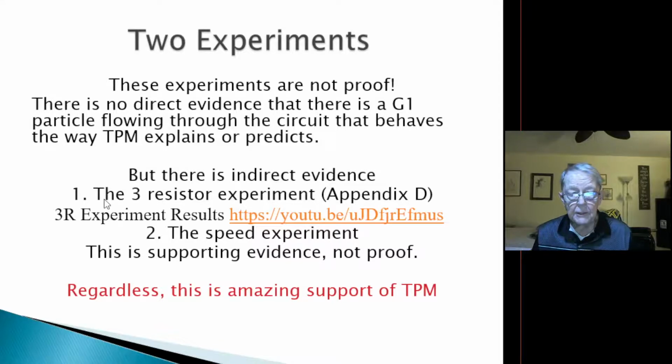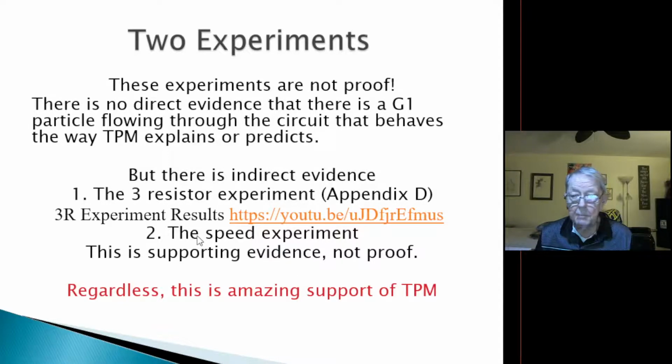I did a 3 resistor experiment 3 years ago. It is in the book. You read Appendix D in the book, you will get an explanation. You'll see that based on the predictions of the particle model, we got a 70 to 80% correlation from predicted to measured, which I thought was quite good at the time, and that is supporting evidence for the model. You can get the results of this also on a video I did, and I'll put that in the description.